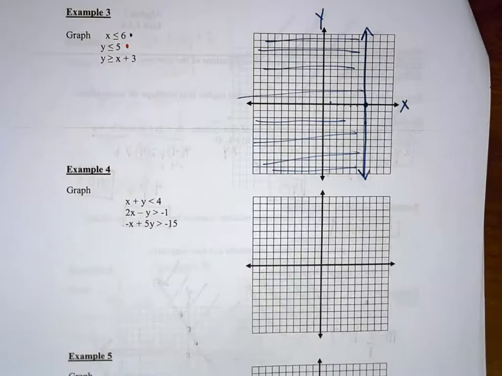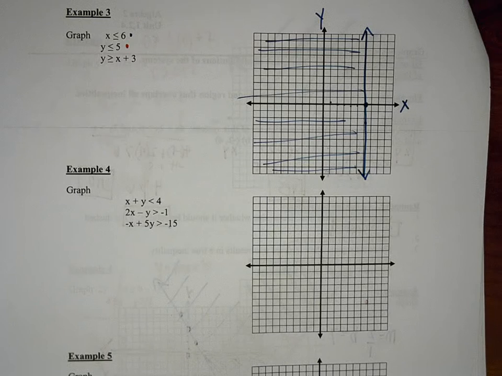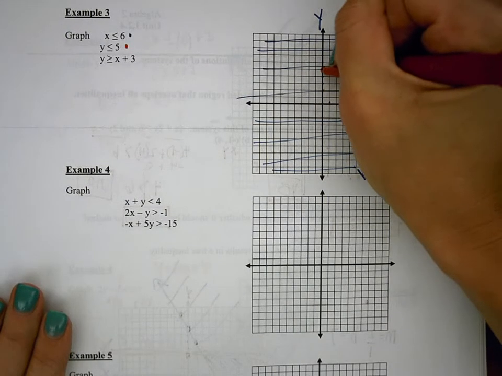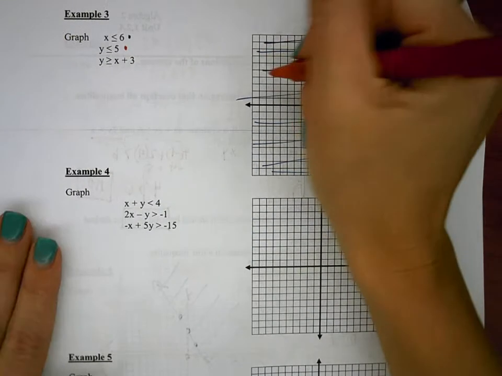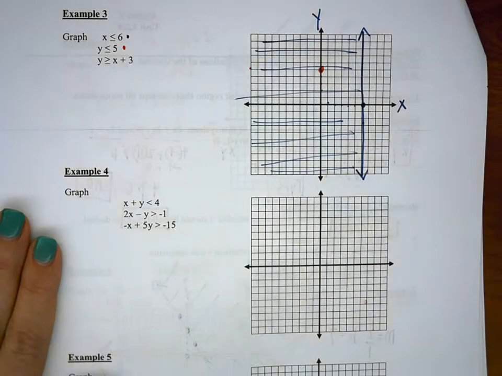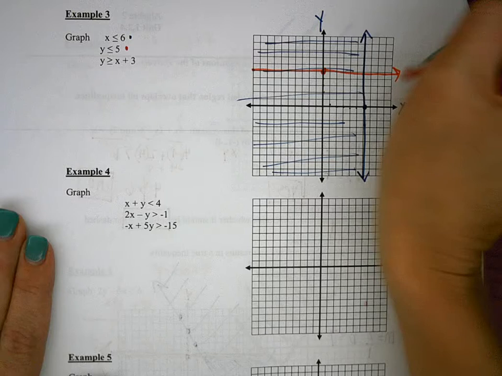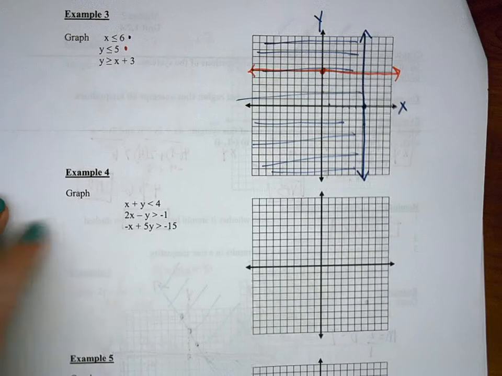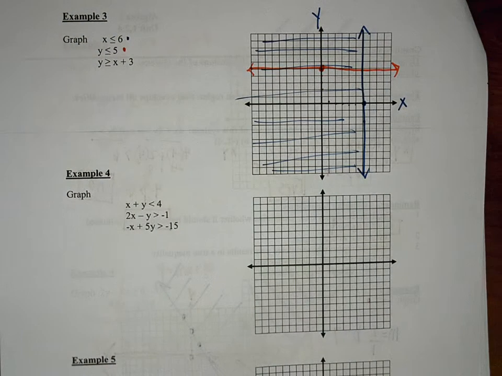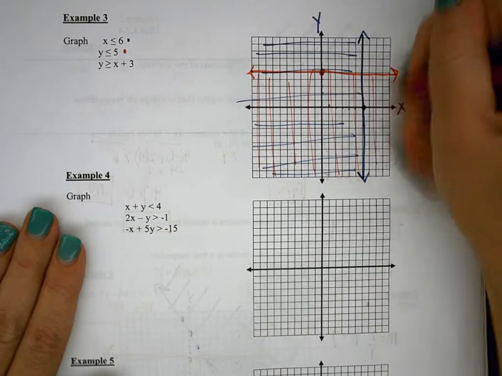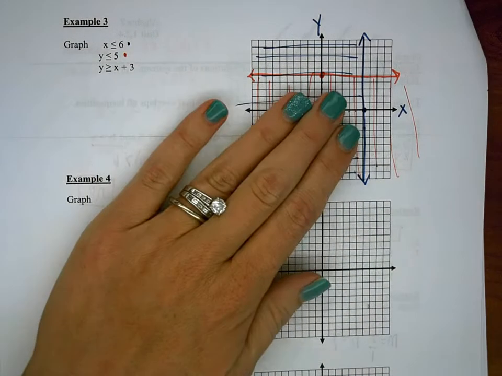Y is less than or equal to 5. Where will I go? Where? Up, because it's positive. Up 1, 2, 3, 4, 5. And we have our horizontal line. Is it solid or dashed? Very good. And again, Y? Perfect. And which way will I shade on this? Down. Okay, so we can see the overlapping area right now.